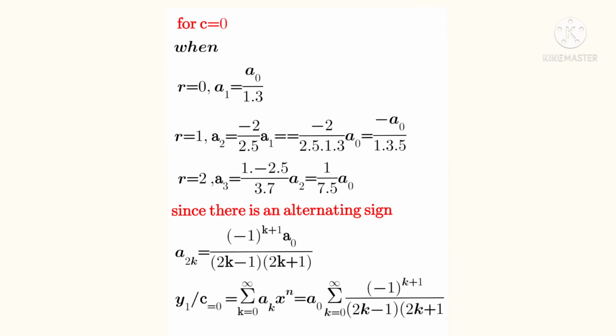Now since there is an alternating sign, we have our general a of 2k will be minus 1. You notice the first sign is positive, the second sign is negative, the third sign is positive. So you have minus 1 raised to power k plus 1 is of naught over 2k minus 1 times 2k plus 1. The essence of 2k minus 1 and 2k plus 1 is to determine the general term for the denominators. 2k minus 1, when r equals 0 is 1. 2k plus 1, when r equals 0 is 3. So the same thing goes for the rest. So we have our general formula to be that, y prime of c equals 0 to be that.